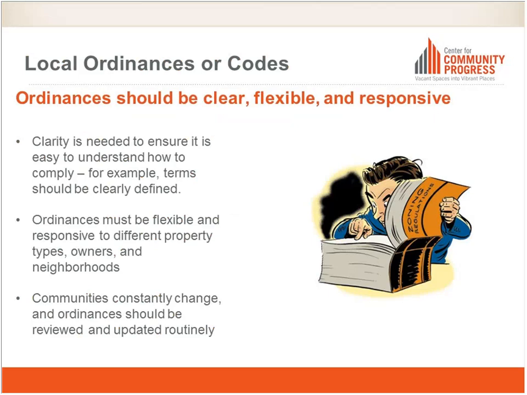One of the ways we can ensure clarity is to define terms, terms that many code enforcement officials are familiar with, a property owner may be less familiar with. Defining a term like dilapidated or hazardous or refuse is going to go a long way towards ensuring that we have that clarity for other folks. Ordinances have to be flexible and responsive to different types of property owners and neighborhoods. And we'll talk about that a little bit more in a bit.